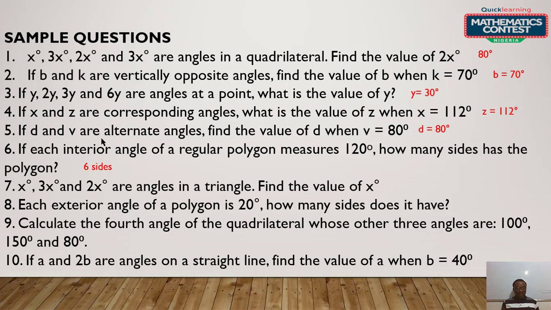Number 7. x, 3x, 2x are all angles in a triangle. Find the value of x. So let me give you 30 seconds to solve this problem, and your time actually starts now. 30 seconds. You can see my time. I'm using my stopwatch.